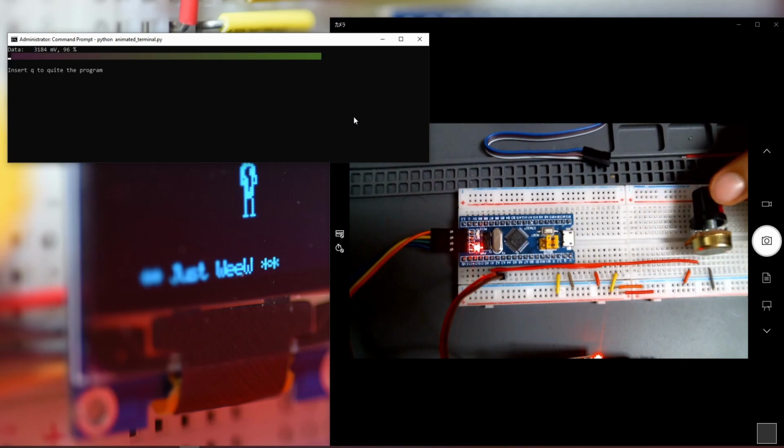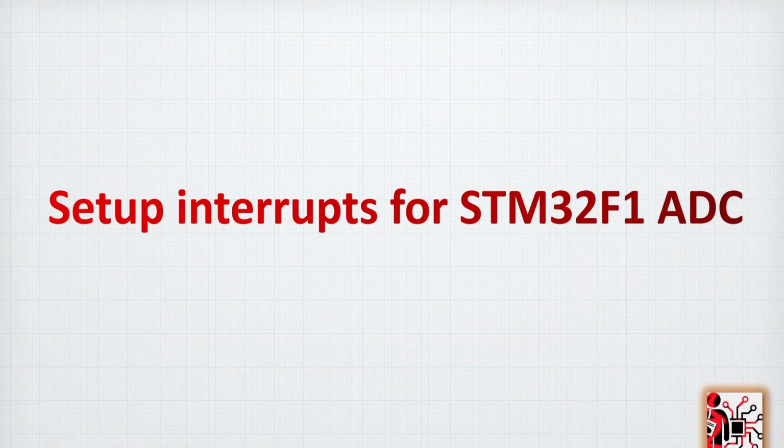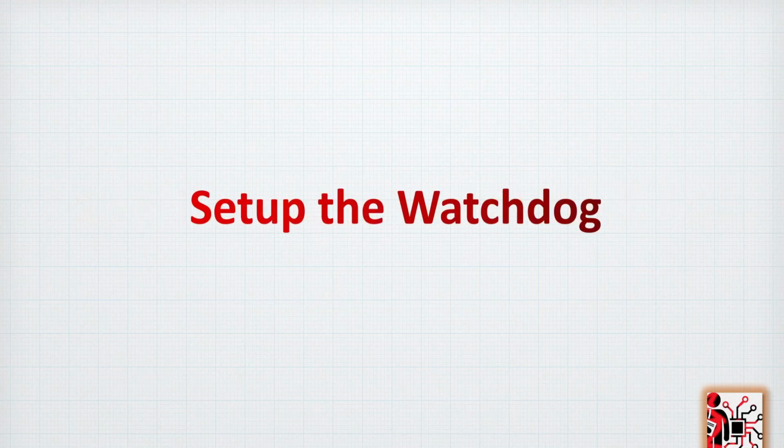So this is how we use the interrupt for the ADC, which gives us a lot of time saving and a more effective way of reading the data. We just have completed the setup of the interrupt for the STM32 ADC, and you could see how easy and straightforward it is. The watchdog is also quite simple, and you will see how useful it can be.